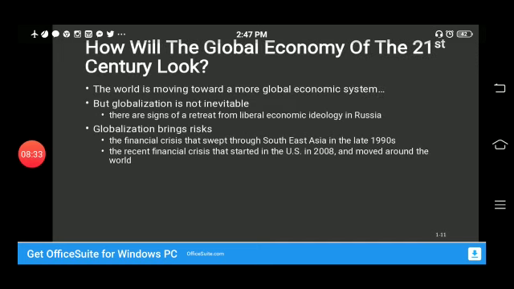How will the global economy of the 21st century look? Well, as we will discuss, the world is moving towards a more global economic system. Keep in mind though that this interdependency creates a new type of risk, like the financial crisis that swept through South Asia in the late 1990s and the more recent financial crisis that began in the United States in 2008 and then affected economies across the globe.